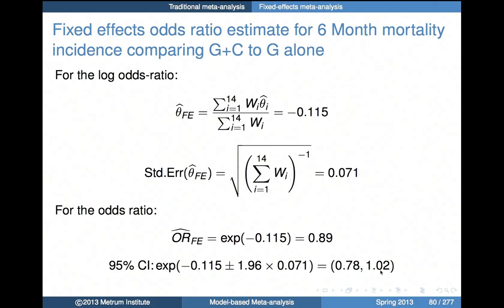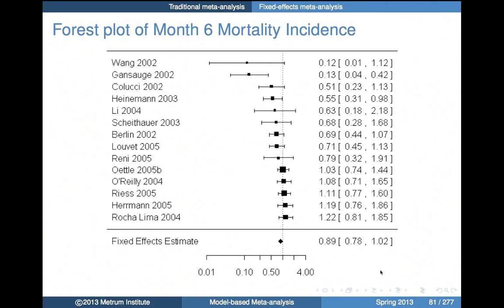So that's our examples of traditional meta-analysis. Here's our forest plot of that. Again, it's ordered a little differently than it was shown previously. This is ordered in terms of biggest effect to smallest effect, with our fixed effects estimate shown here as the diamond.